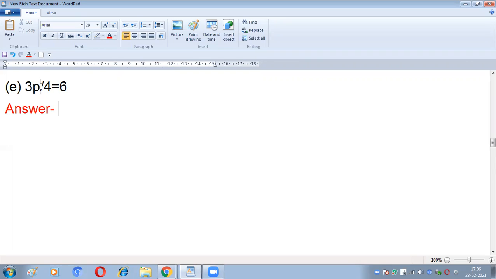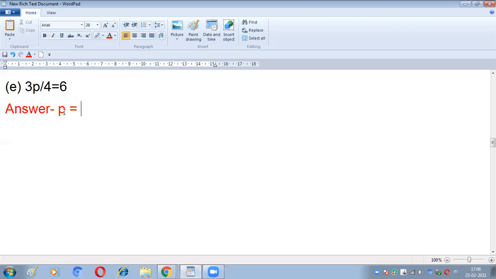So first divide by 4. No, divide by 4 will go at the last. Okay, so first we will move 3p to right hand side. So the value for p will be, if 3p moves to right hand side, this will be upon 3. Here 3 is in multiplication sign, and when this 3 moves to right hand side, it will carry division sign. And this divide by 4 we will use at last.